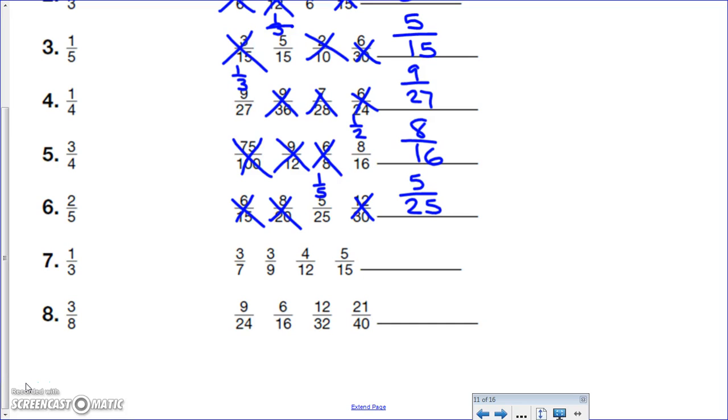So for 3/9, we can divide by 3 on the top and the bottom, and that gets us 1/3. For 4/12, we can divide by 4 on the numerator and the denominator, and that gets us 1/3. For 5/15, we can divide by 5 on the top and the bottom, and that gets us 1/3. So our answer for the fraction that does not match is 3/7.